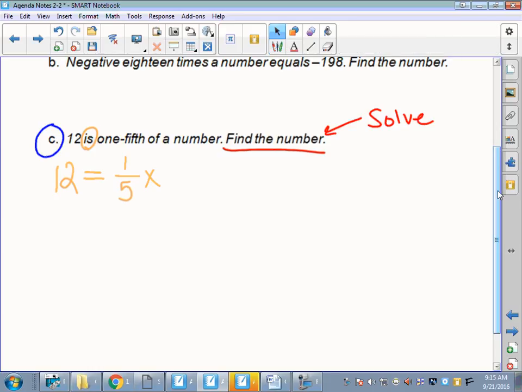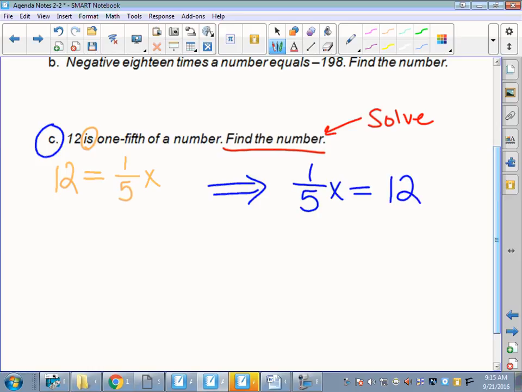So if I've got 12 equals 1/5 x, I wanted to do this one because first of all, it's got a fraction, and second of all, it's flipped around from how we're accustomed to seeing it. Usually people like the x on the left and the number on the right. We're allowed to switch that order, by the way.